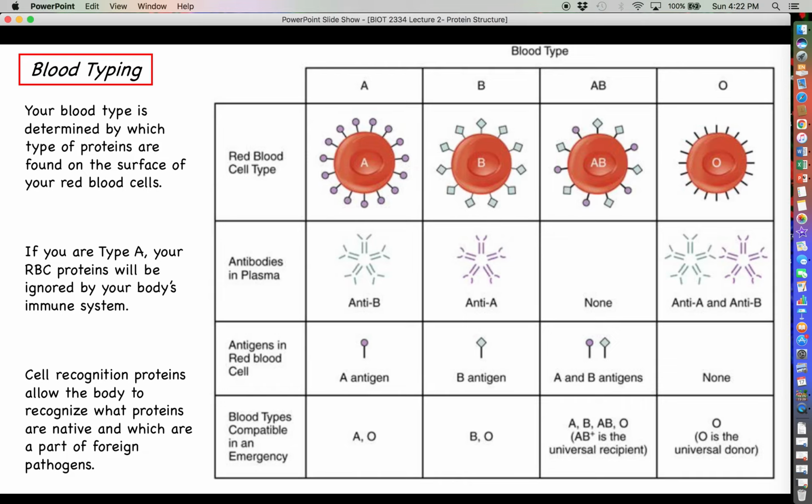If you've only got A antigens, then you're type A. If you've got B antigens, then you're type B. If you've got both of them, you're type AB. And if you've got neither of them, you are type O.